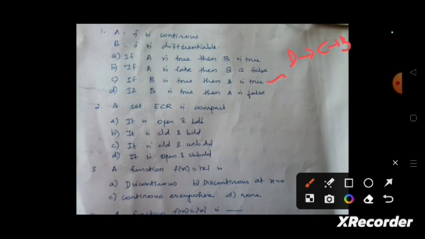In second question, a set E subset of R is compact, then it is closed and bounded. So option B is right. Then third question, a function f of x is equal to modulus x is. Option C, continuous everywhere. That is, left hand limit and right hand limit is equal. Hence, we can say that the function is continuous.